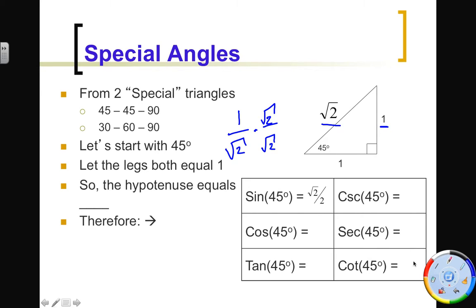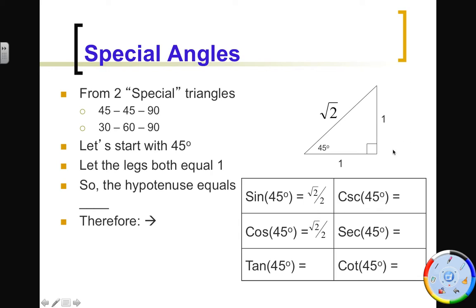Let's look at the cosine of 45 degrees. The cosine of 45 degrees is the adjacent divided by the hypotenuse. Well, that's the same thing as the sine, and that's actually okay. There's something we're going to point out here in a few minutes. And you get 1 over root 2, which simplifies to root 2 over 2.